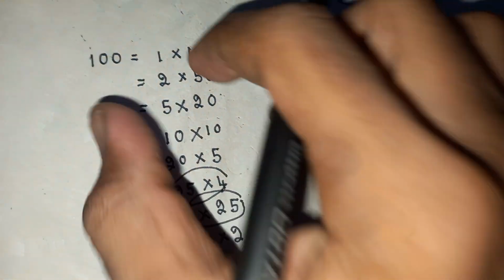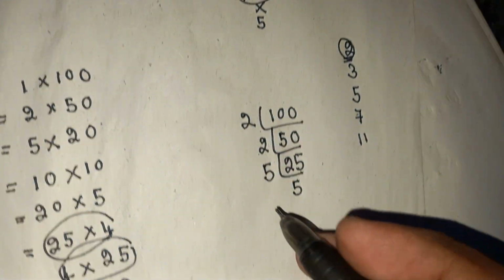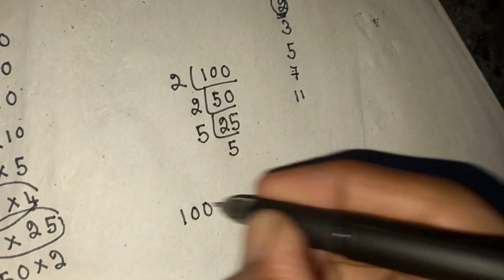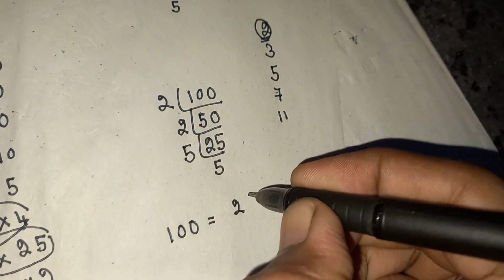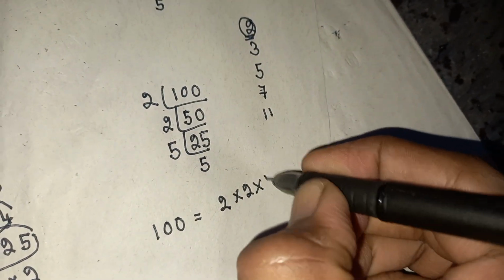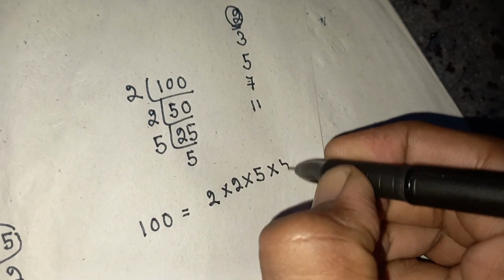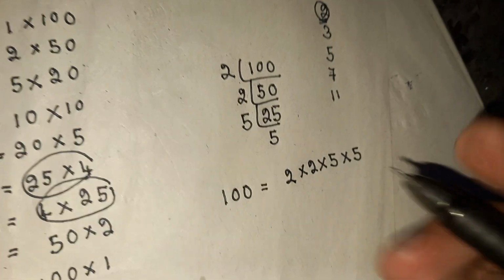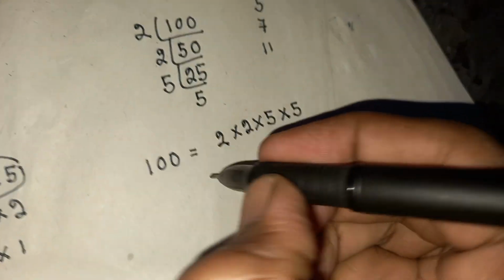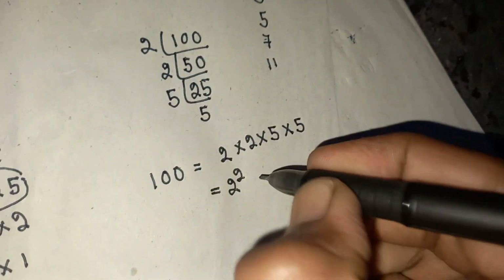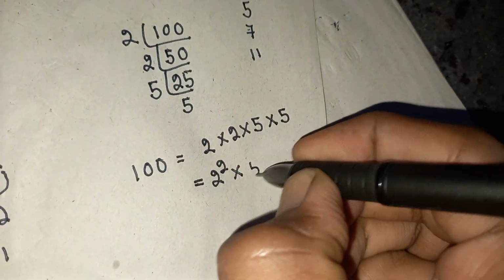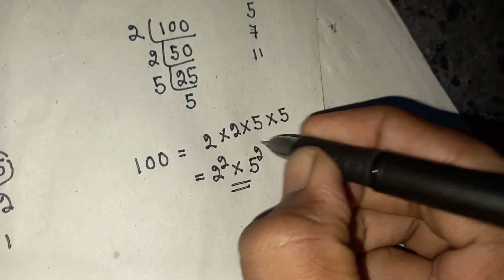This prime factorization is completely different from writing as a product of two numbers. So you can write 100 as 2 times 2 times 5 times 5. Now 2 times 2 equals 2 squared, and 5 times 5 equals 5 squared. So this is the prime factorization of 100.